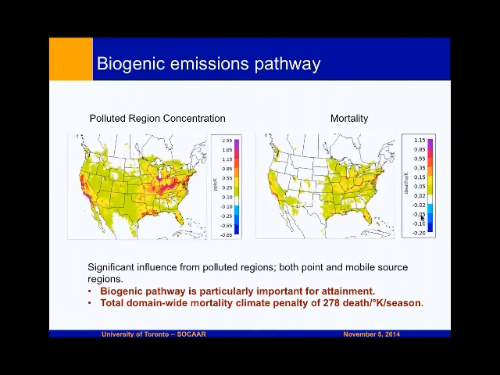And the third pathway being biogenic emissions. Again, you have them more significantly in urban areas, both for polluted regions and mortality, which is understandable because they are NOx inhibited or VOC limited, so having more VOCs has more impact in NOx-rich environments.